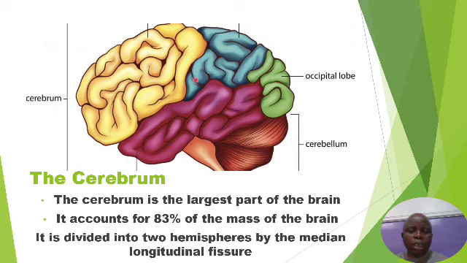The cerebrum, the whole area the cursor is traveling through now, is the largest part of the brain. It constitutes about 83% of the entire brain mass, and the cerebrum is divided into two parts that we call the hemispheres by the median longitudinal fissure. And the cerebrum is the area that you can see that is rough on the surface, because that roughness accounts for the intelligence that is seen in human beings, as opposed to lower animals that have the surface of their cerebrum smooth.